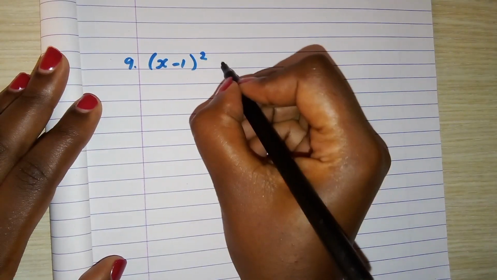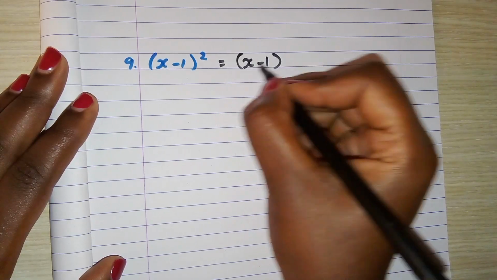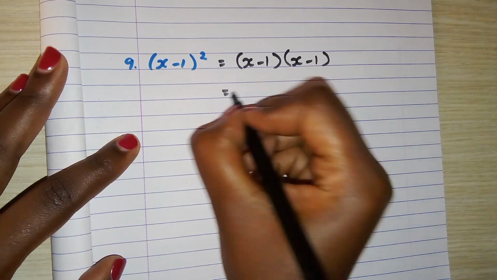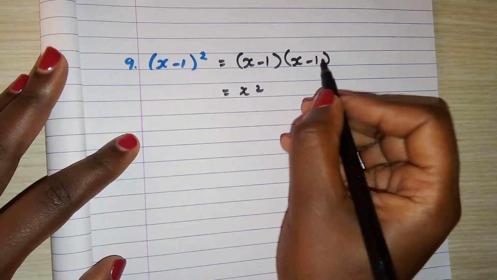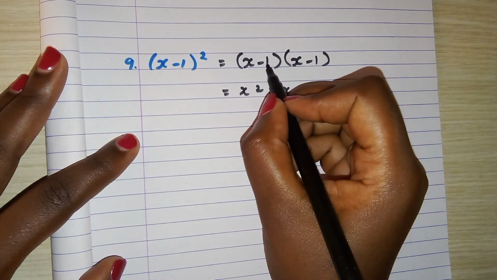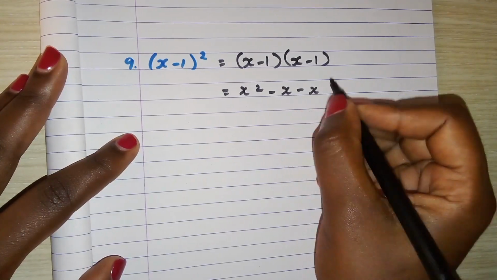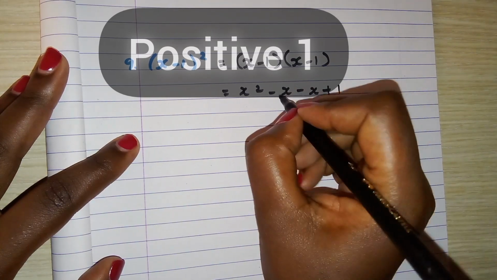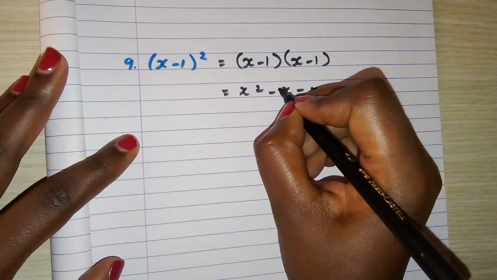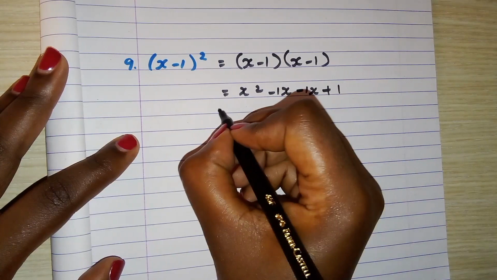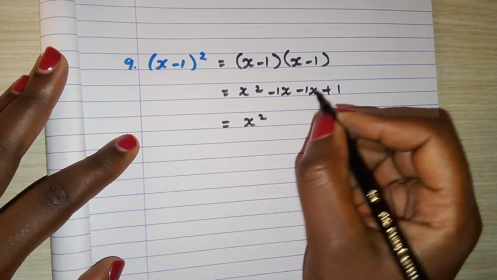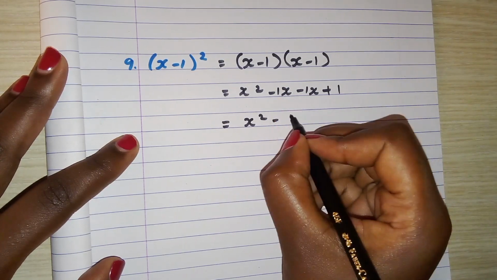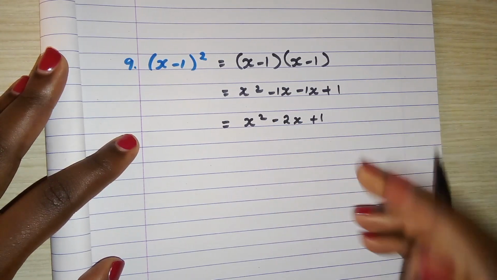The last question, this one can be written as x minus 1, x minus 1. So F is x times x, which is x squared. X times negative 1 would be negative x. Negative 1 times x would be negative x. Negative 1 times negative 1 would be positive 1. So negative x, we can put a 1 there just for you to understand. So x squared, two negative numbers, add them, put a negative. So 1 plus 1 is 2, x plus 1.